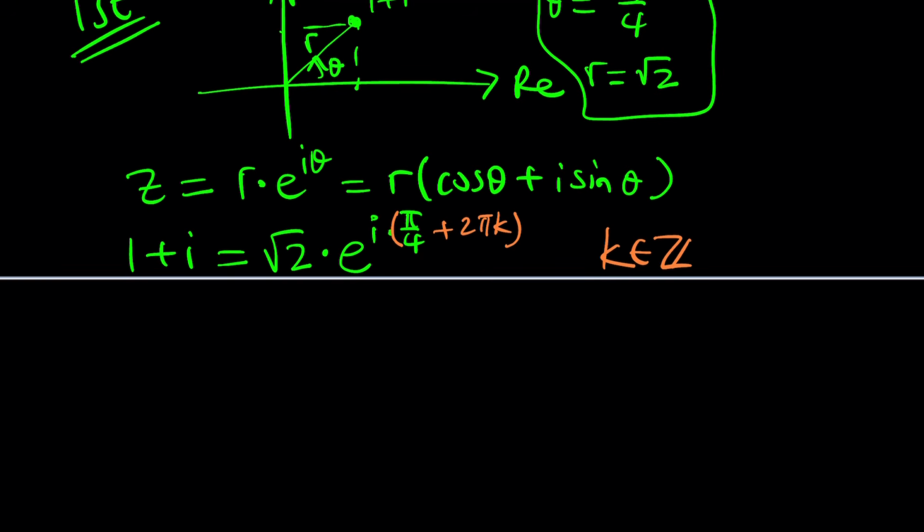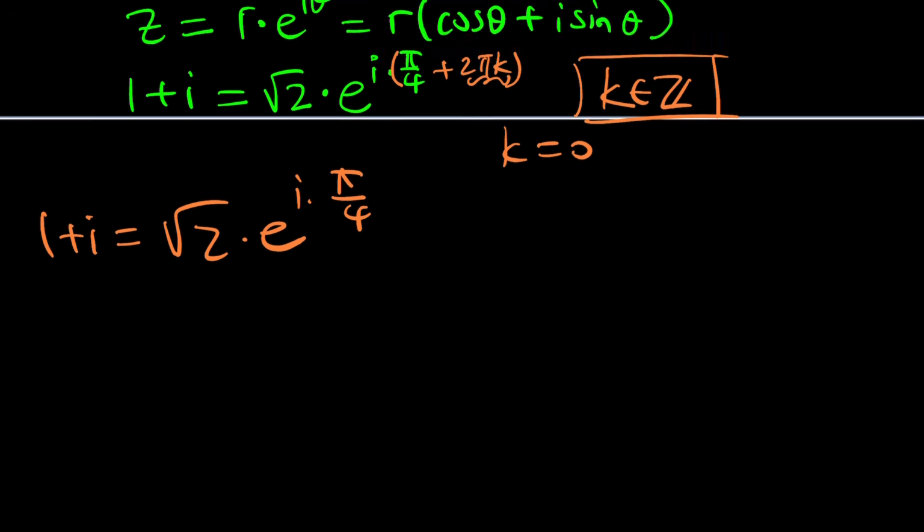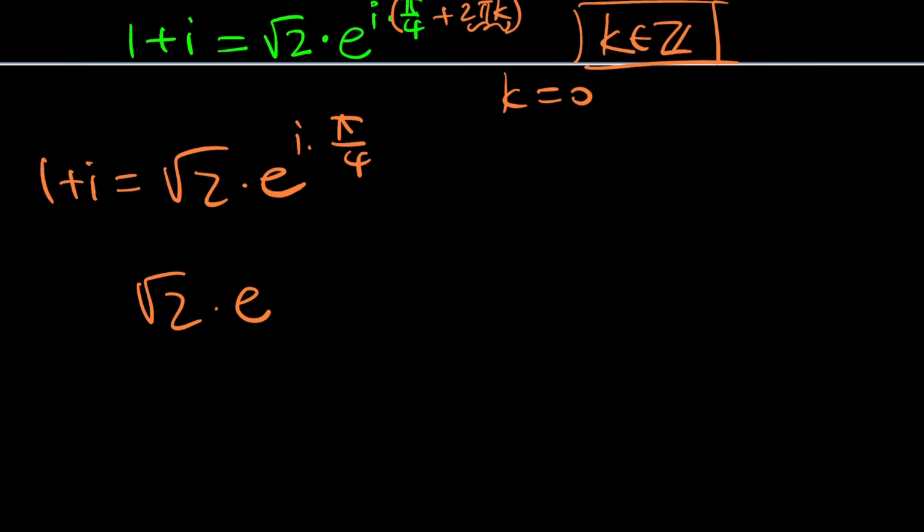Basically, we don't really need that 2 pi k. Why? We only need it for roots, because that's when the angles or arguments get smaller, right? So let's go ahead and just forget about the 2 pi k. You can just take k equals 0 in this case. So our number becomes root 2 times e to the power i times pi over 4. So that's 1 + i. And guess what we're going to do? We're going to raise it to the power n.